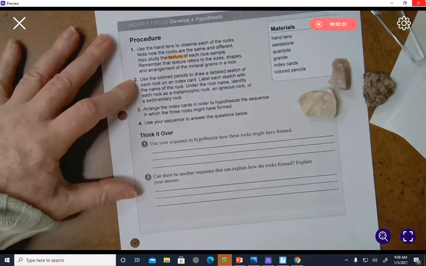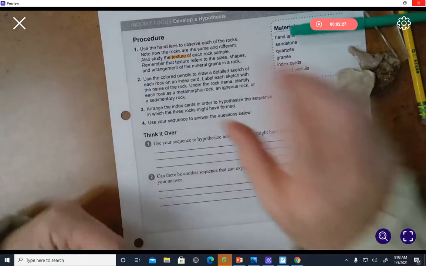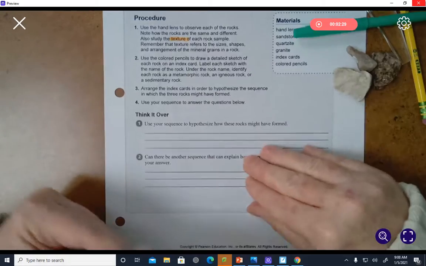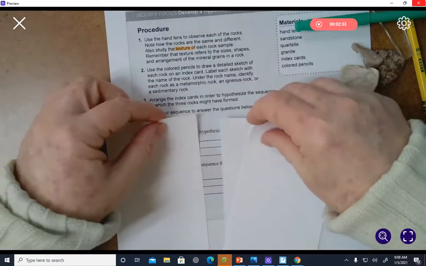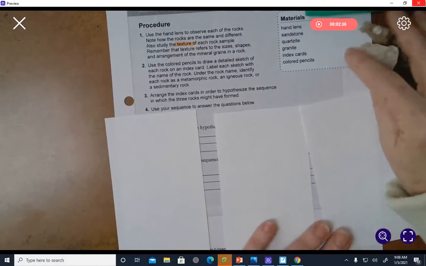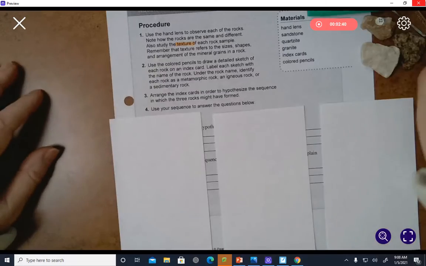Use the colored pencils to draw a detailed sketch of each rock on an index card. If you don't have an index card, please don't say I can't do this because I don't have an index card. You can do 3 sheets of paper. You can do it on notebook paper. You can flip over this worksheet and do them on the back here.